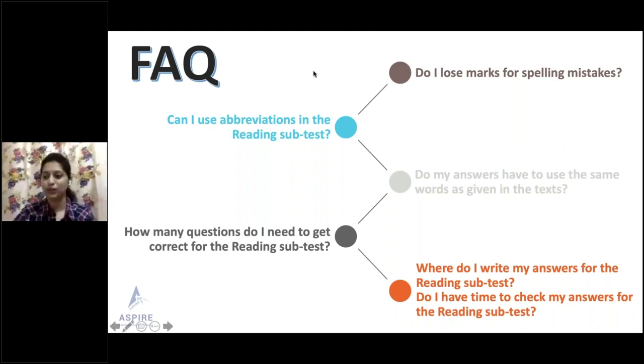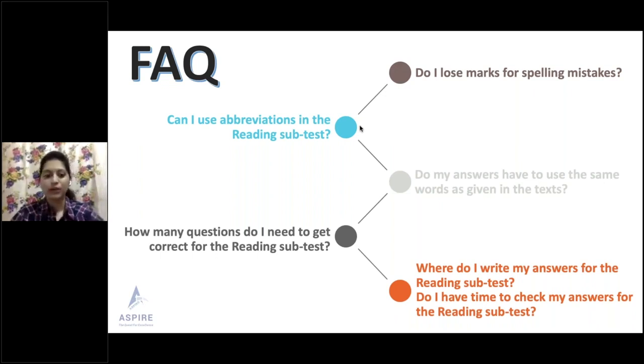Do my answers have to use the same words as given in the text? Well, again, this is a common rule for both reading and listening. In part A, you must use the exact form of the word or a short phrase as it is given in the text. Again, it only applies for part A, not B and C. In B and C, you anyways have to shade a lozenge.